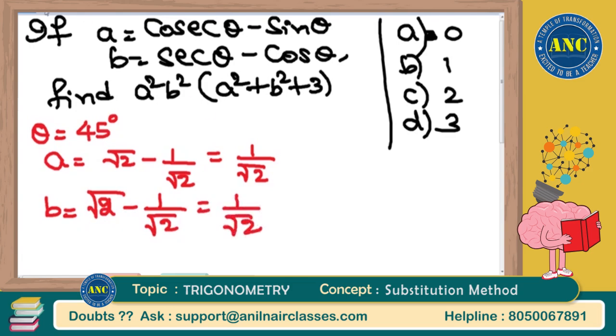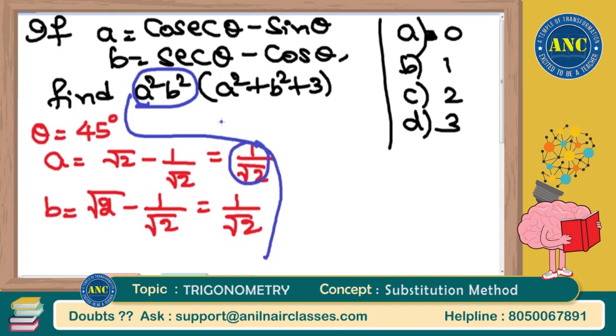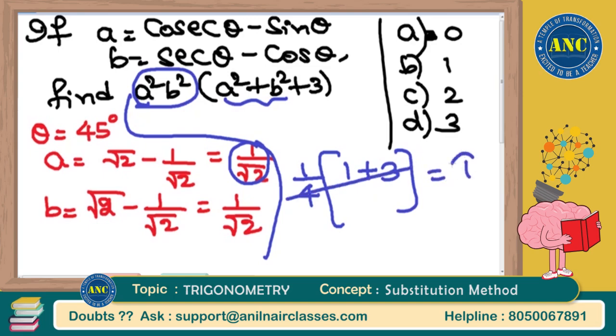Now I need to find this something which is given in the expression. Can I say it as A square times B square? A square is 1 by 2, B square is also 1 by 2. It is 1 by 2 into 1 by 2, 1 by 4. A square plus B square, 1 by 2 plus 1 by 2 is 1, 1 plus 3 is 4. 4 will cancel with 4, you are left with 1. Answer is 1. Anudeep, answer is 1, sir, not 0. Answer should be 1 for this question.